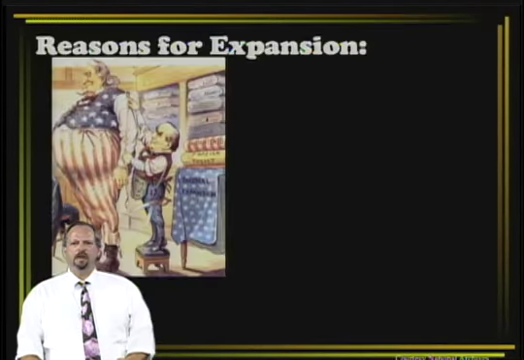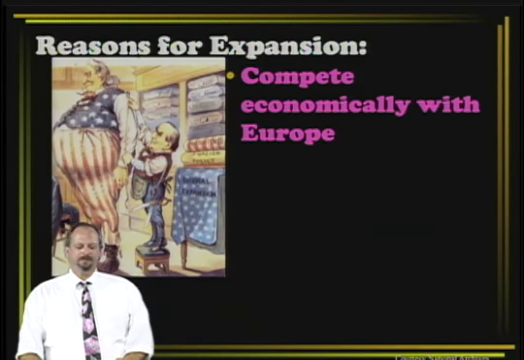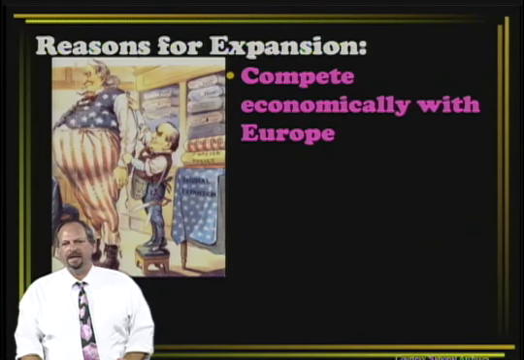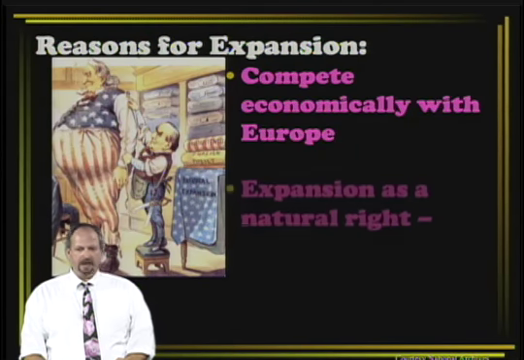There are several key reasons for American expansion as Uncle Sam grows larger and larger and larger. And of course, President William McKinley, as pictured above, is happy to fit a new suit. America felt the need to compete economically with Europe. Europe was still engaged in colonization. They were rapidly growing and increasing their influence in Africa and in Asia. And America realized if we don't do something to keep up, we will be left behind.